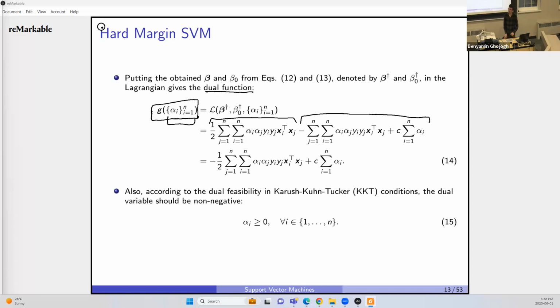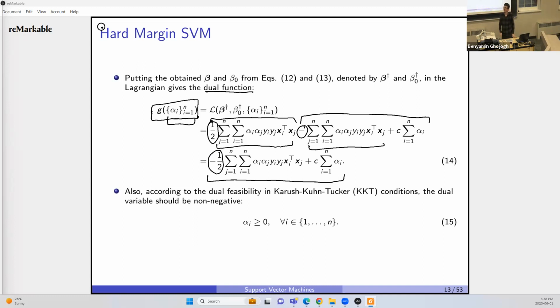Now, I put the terms that we found next to each other. Interestingly, these two are exactly the same. Just this is half, this is minus one. Half minus one becomes minus half. Do you see how exciting it is? It became very simplified. The dual function became very simplified.